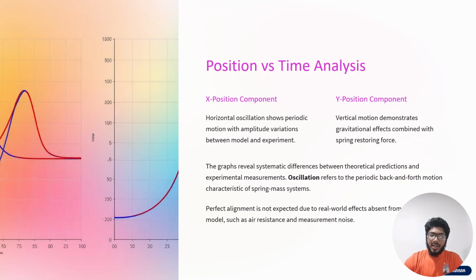Now let's break it down. The X position over time shows horizontal oscillation. Then the Y position over time reveals gravity's effect along with the vertical spring motion. The shape and timing of the curves are really similar, but small deviations tell us how the real world differs from our ideal model.